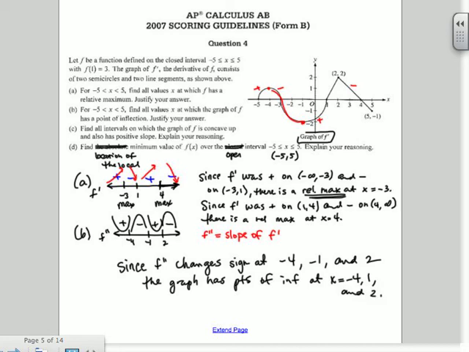Okay, C, find all intervals on which the slope of f is concave up and also has a positive slope. Explain your reasoning. Okay, so we need to kind of combine these two graphs. So it's concave up from -infinity to -4, but it was increasing from -infinity to -3. So where those two things overlap is just from -infinity to -3.